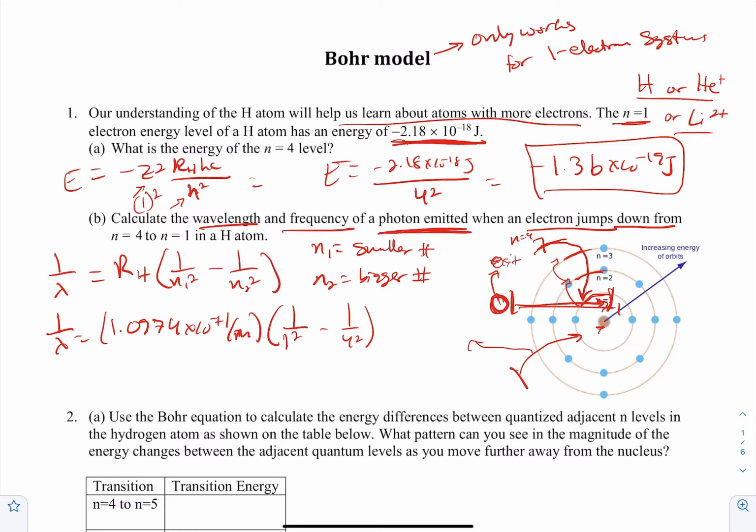Now, if you do that correctly, don't forget, if you were to multiply these together, you would get an answer that would be very large. You need to invert it in order to get the wavelength. And after you invert it, you should get 9.73 times 10 to the negative 8th meters, okay?